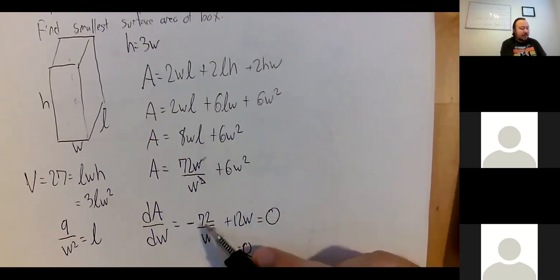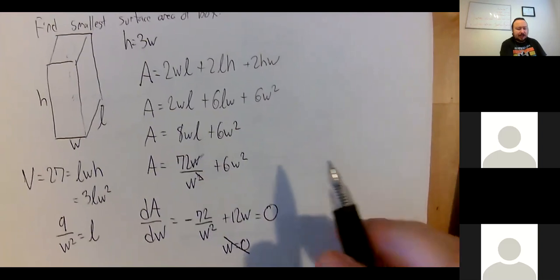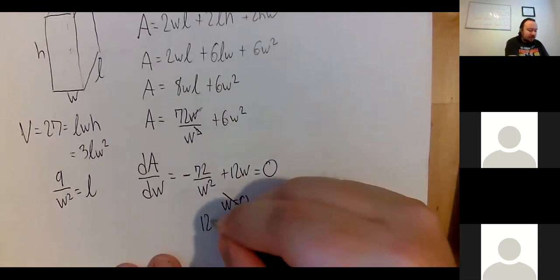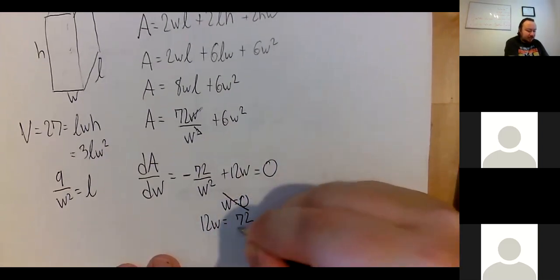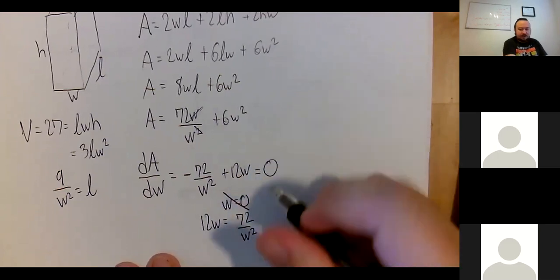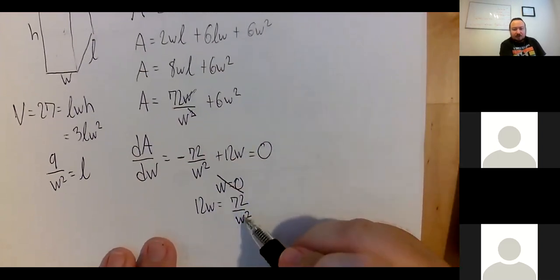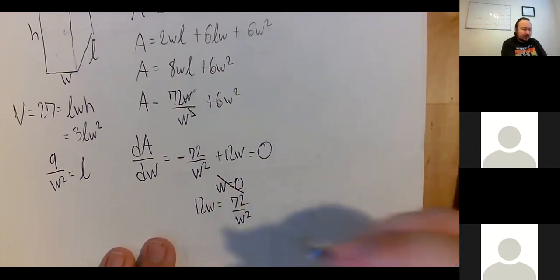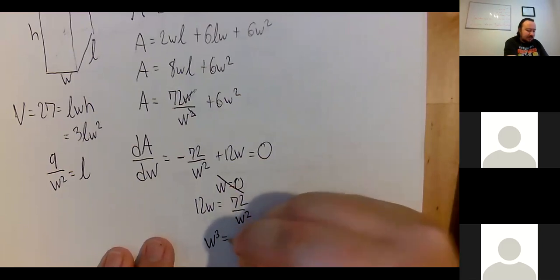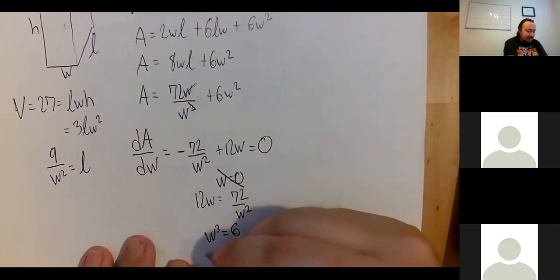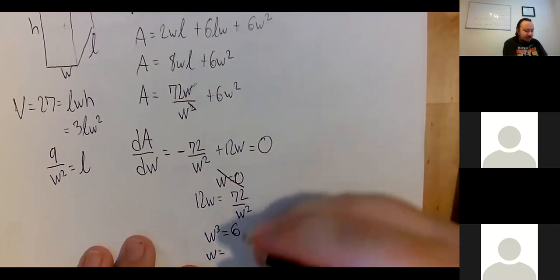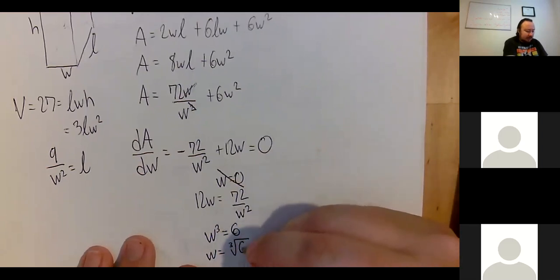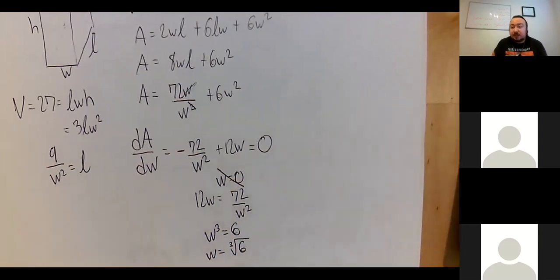All right, so I'm going to add this to the right, giving me 12W is 72 over W squared. I'm going to bring my W squared up here, and 12 goes into both sides. So I'm going to have W cubed is 6. So W ends up being the cube root of 6. So this will be the width that gives us our smallest surface area.